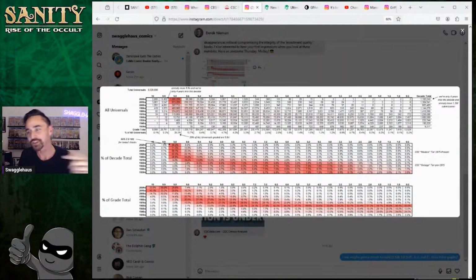Now, let's go over here to the other side of the graph. How many submissions have actually occurred for every single decade? Meaning how many books, say in the 1960s, have been submitted to CGC? Well, here you see 1 million. Then in the 70s, 1.2 million. Then the 80s, 1.4 million. Then the 90s, 1.1 million. Then the 2000s, 683,000. There's not a lot of keys in the 2000s, guys. Then in the 2010s, 1.3 million. And then 2020s here, you have 1.16 million.